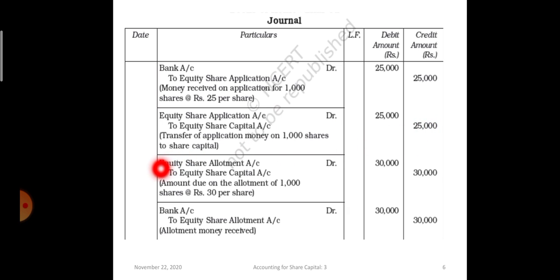Then the allotment money will be made due. Equity share allotment to equity share capital, 30 rupees is the allotment money. On 1000 shares it is 1000 into 30, 30,000 rupees. Allotment money was received in full, so equity share allotment will be credited and bank account will be debited. Journal entry is bank account debit to equity share allotment 30,000 rupees.